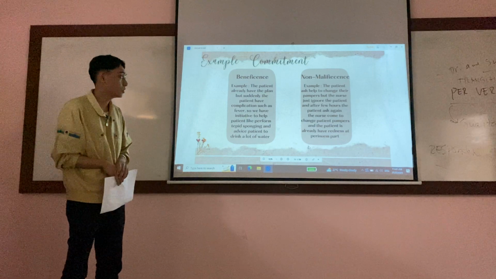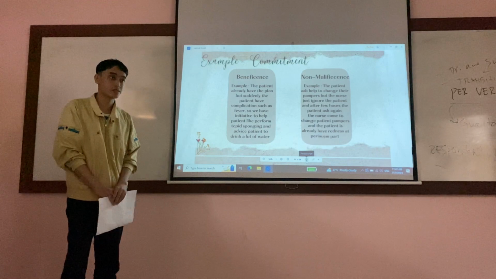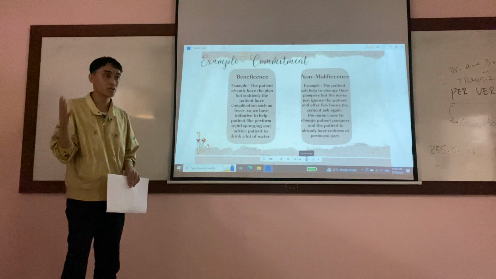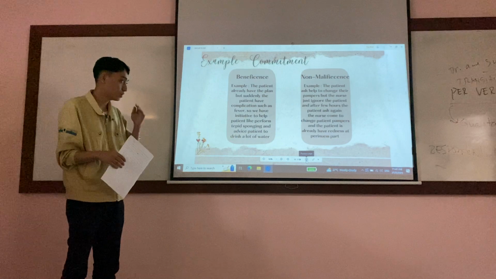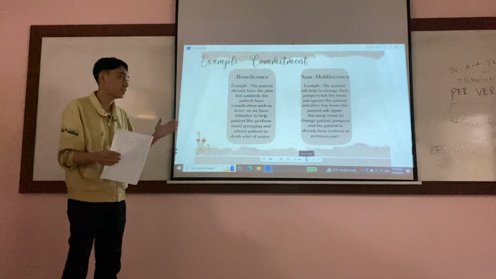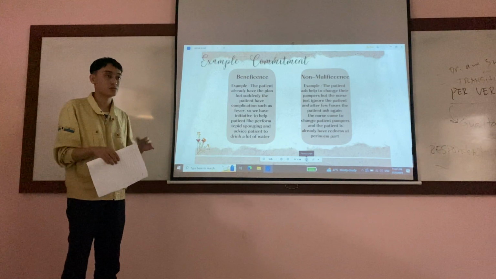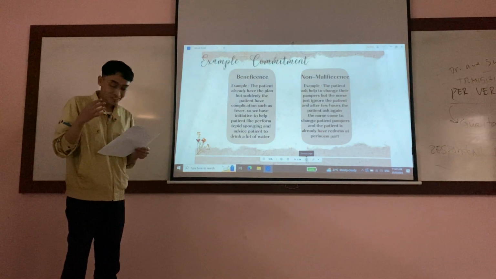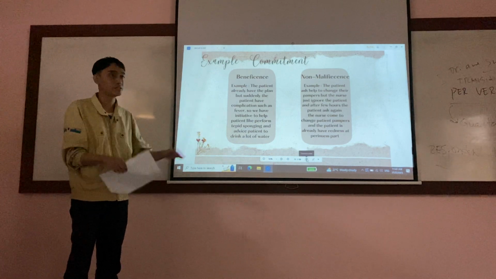Next, non-maleficence. The situation is the patient needs to have their diaper changed, but the nurse just ignores it. After a few hours, the patient asks again, but when the nurse wants to change the diaper, the patient already has redness at the sacral area. This is a bad example for a nurse who doesn't have commitment to the patient. We have already harmed the patient.